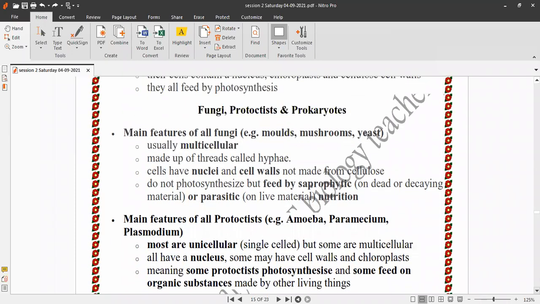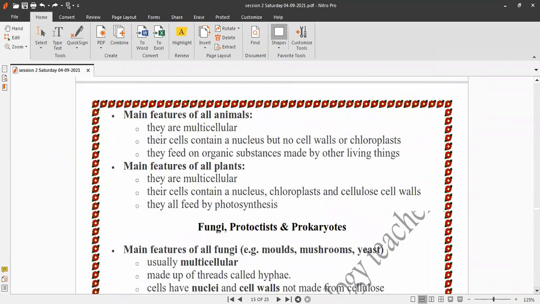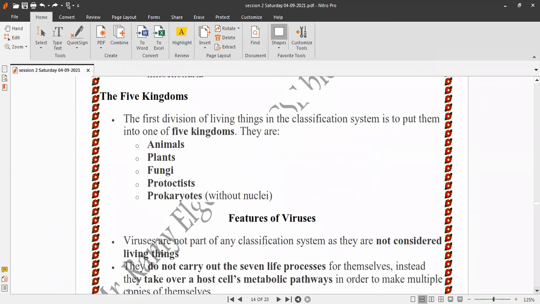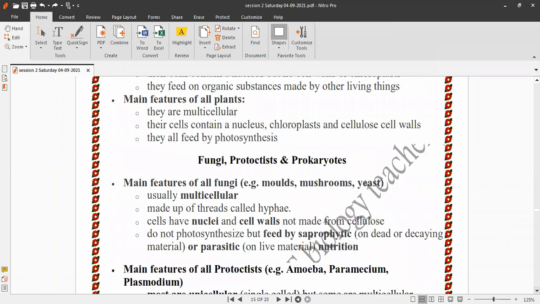Any question here for this page? Sir, I have a question about the fungi. You said for fungi: yeast fungus, mold fungus, and mushroom fungus. You said some of them have hypha, made up of threads like this. Do you know mushroom? A mushroom is like this. This is a thread, and the cap is like this. This is called the hypha, and these are like roots.